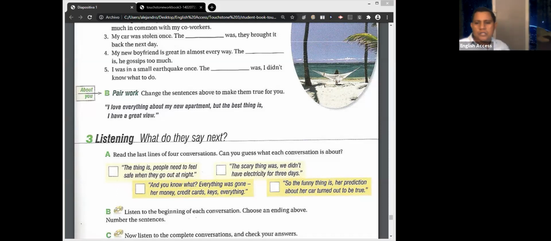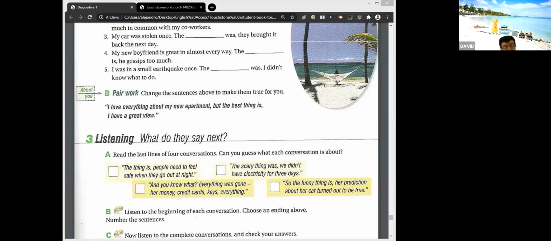Okay. So listen one more time and check your answers, please, okay? Okay. 1. Each conversation. Choose an ending above. Number the sentences.